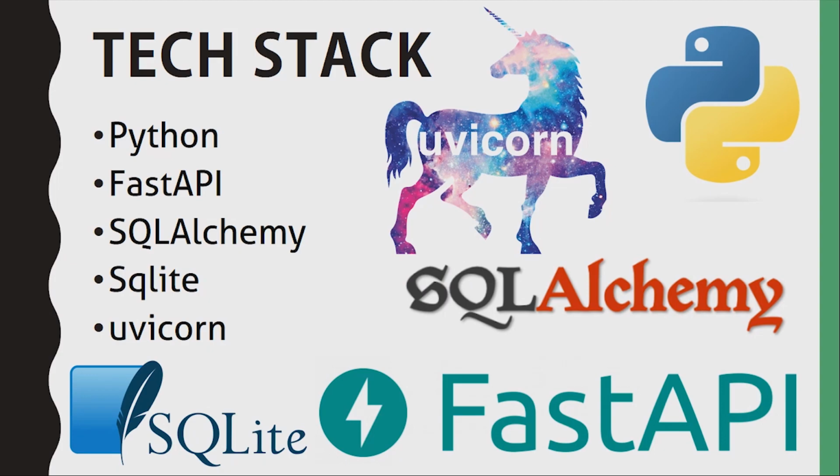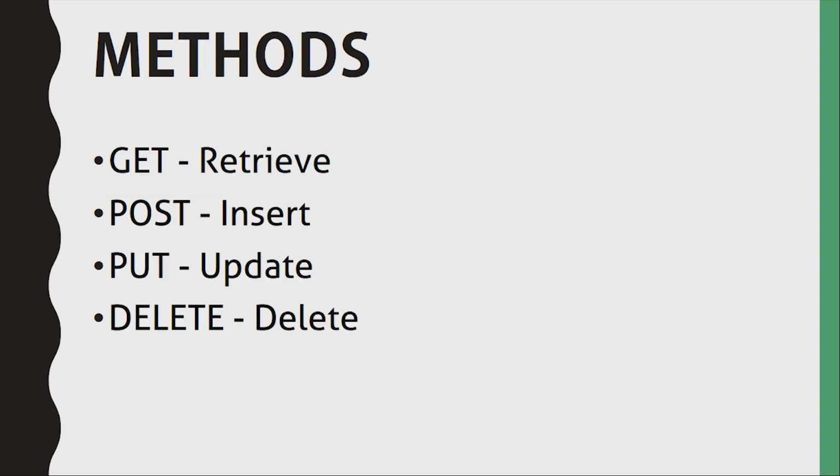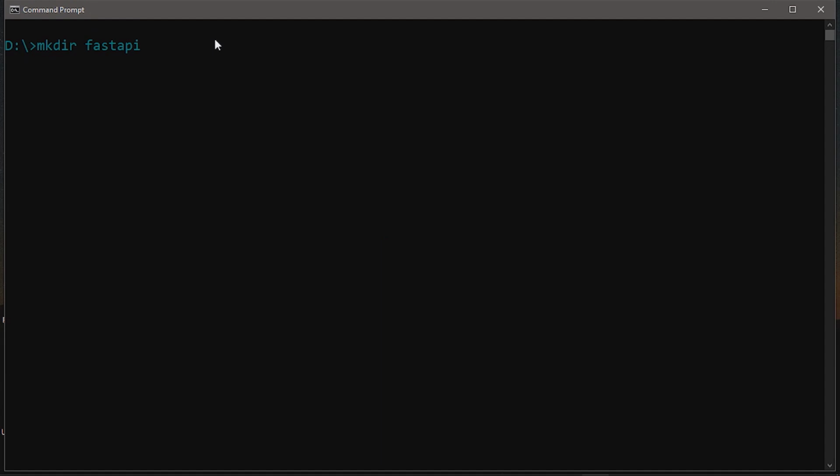So our tech stack is Python as the programming language, FastAPI as the framework, SQLAlchemy as the object-relational mapper with the SQLite database, and Uvicorn as the web server built for Python. So we are going to talk about full CRUD operations: retrieving data, inserting, updating and deleting data with the GET method, POST method, PUT method and DELETE method. So let's do it. Let's start our project.